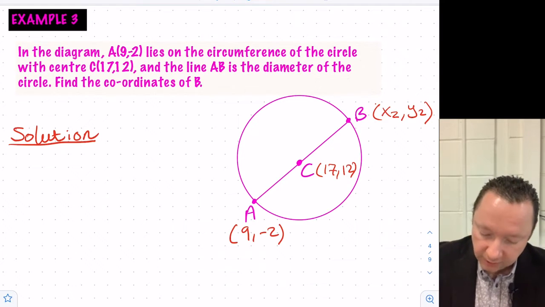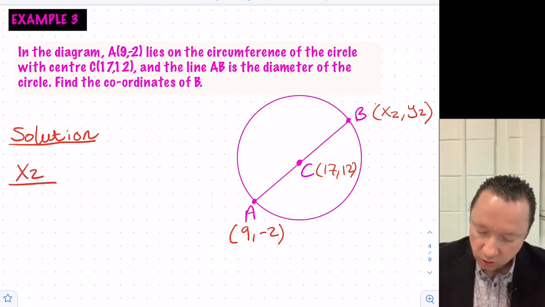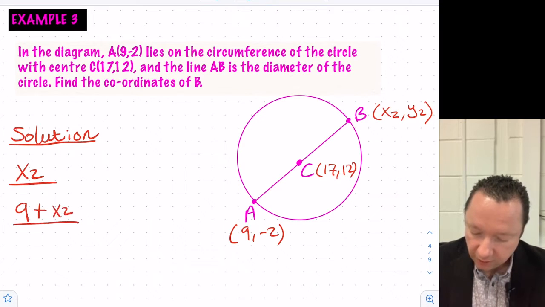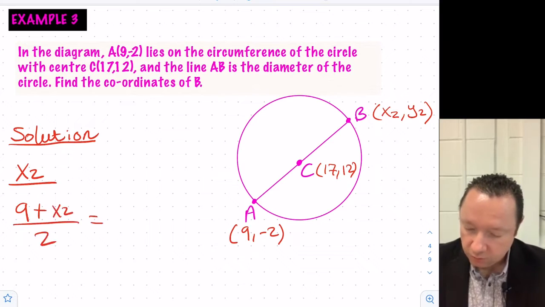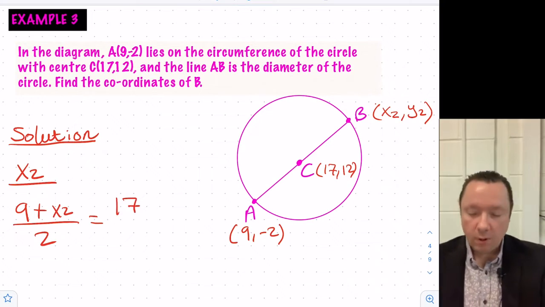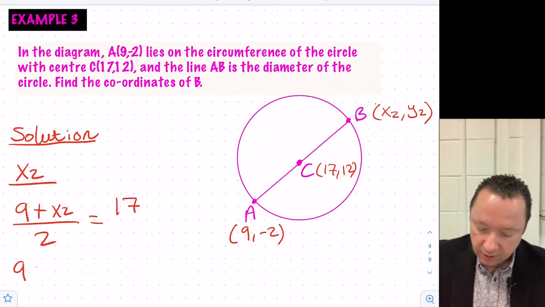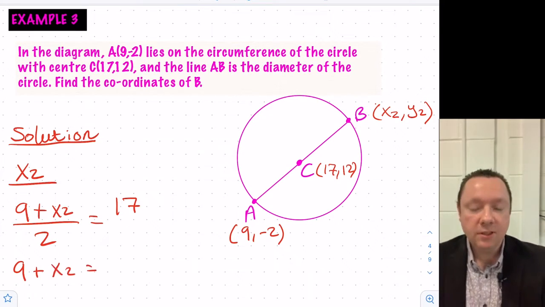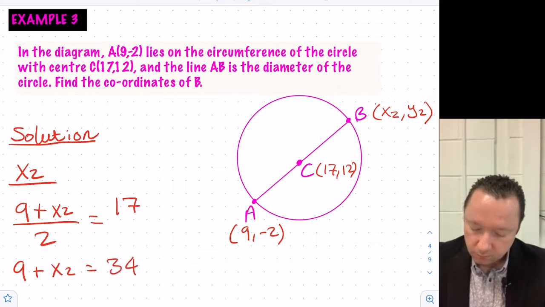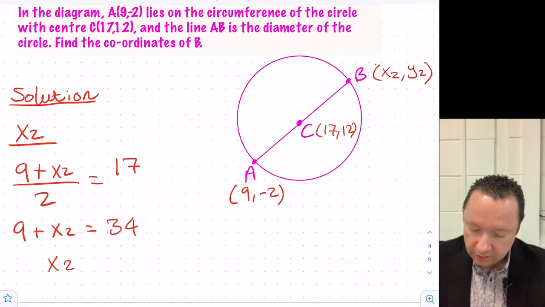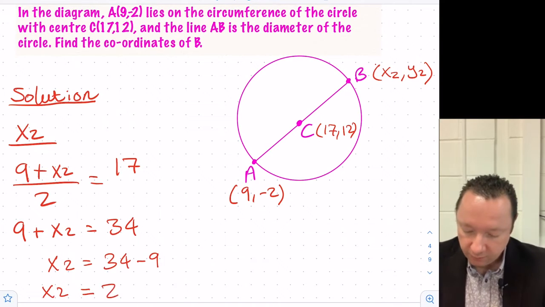So for our x's, to get x2, we'll do 9 plus x2 divided by 2 equals the first coordinate of the middle, 17. So we can work backwards, and that means that 9 plus x2 must equal 2 times 17, which is 34. So our x2 is 34 minus 9. So our x coordinate is 25.